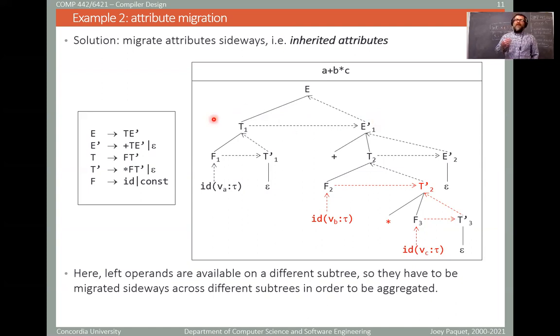So this is where you have to be systematic in how you do this attribute migration. I'm going to show you how to do this systematically, what it involves, and what the concepts involved are. The problem here is that the left operands are available on a different subtree, so they have to be migrated sideways across different subtrees in order to be aggregated and processed.